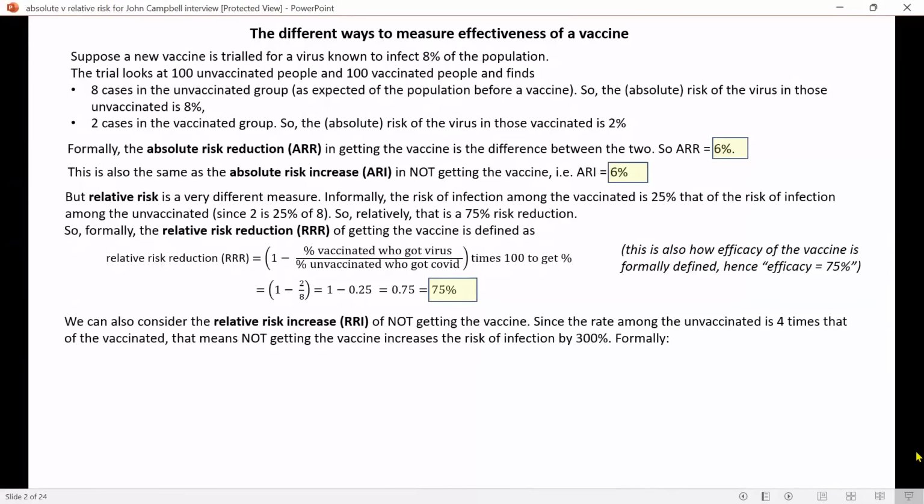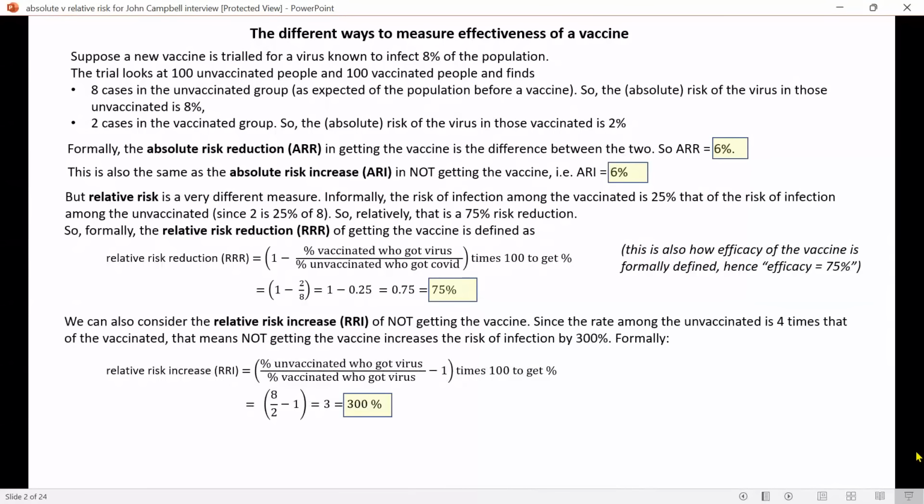Now, since the rate amongst the unvaccinated is 4 times that of the vaccinated, because again, it was 8 against 2, that means not getting the vaccine would increase the risk of the infection by 300%. And formally, that's just the formula of the percentage of unvaccinated who get the virus divided by the percentage of vaccinated who get the virus, minus 1, and that gets you to 8 over 2 minus 1, which is 3, which is 300%. And whereas the absolute risk increase and the absolute risk reduction are the same, they're not the same when it comes to relative risk increase and reduction.